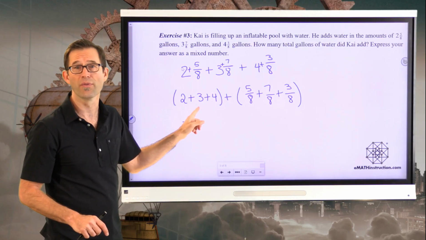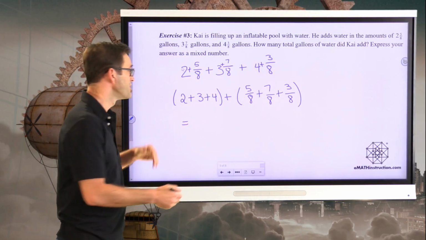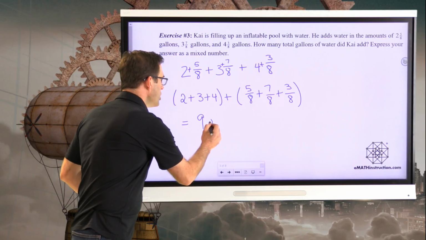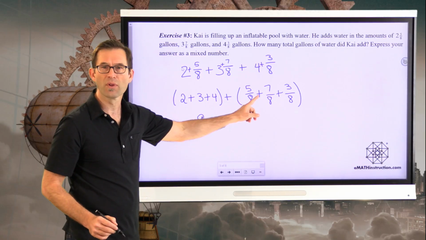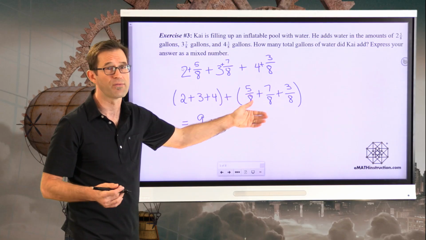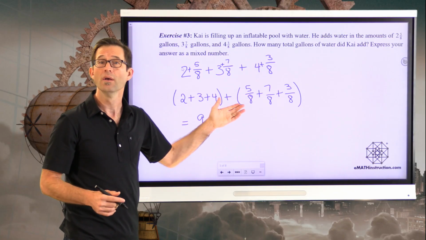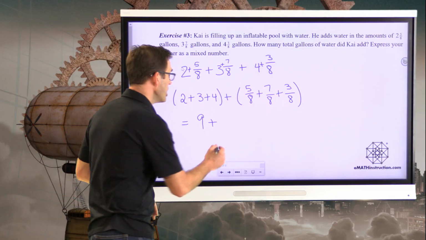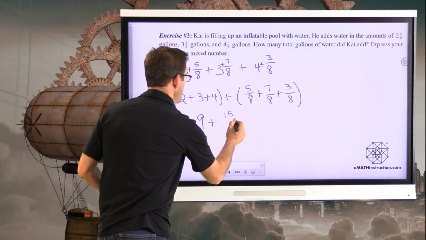So here I just have 2 and 3 is 5. 5 and 4 is 9. So I've got all of that. Plus, what do we have here? Well, I've got 5/8 plus 7/8. That is 12/8. Just as if I had 5 oranges plus 7 oranges, I'd have 12 oranges. So 5/8 plus 7/8 is 12/8. Plus another 3 is 15/8.